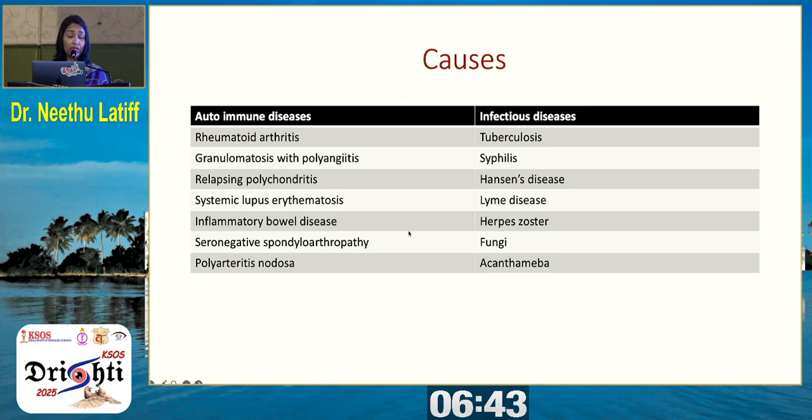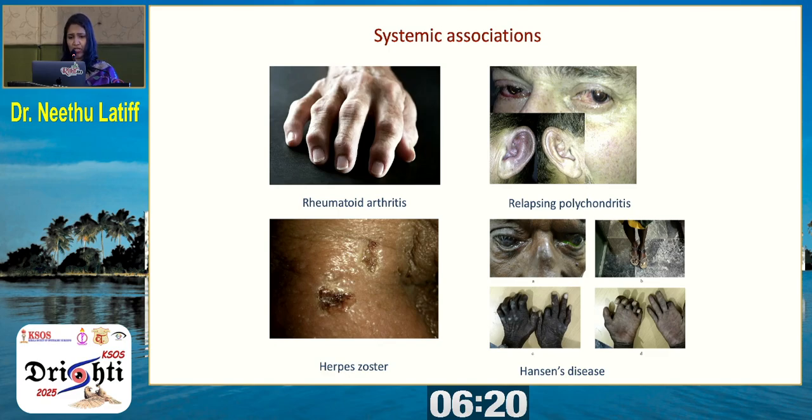Now, when you see a case of scleritis, the commonest cause that should come to your mind is autoimmune diseases: rheumatoid arthritis, granulomatosis with polyangiitis, which is otherwise known as Wegener's granulomatosis, relapsing polychondritis, SLE, inflammatory bowel disease, polyarteritis nodosa. And among infectious causes, you have to think of tuberculosis, syphilis, Hansen's, herpes zoster, and fungi. This is a picture showing the systemic association in autoimmune disease: rheumatoid arthritis with small joint involvement, relapsing polychondritis with thickened pinna, herpes zoster with vesicular lesions, and Hansen's disease with hand and foot deformities and saddle nose deformity.